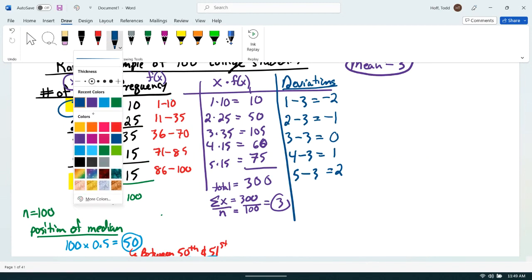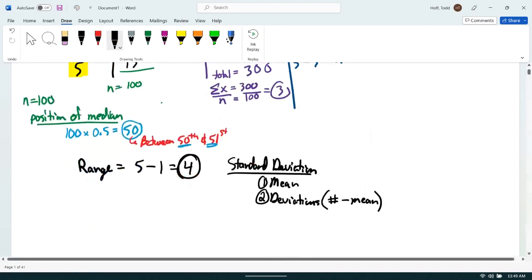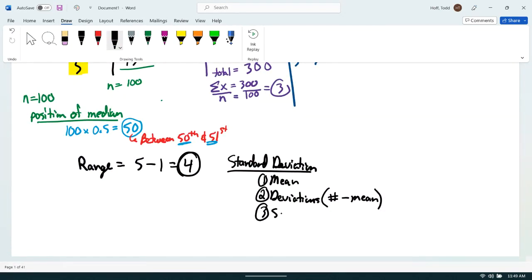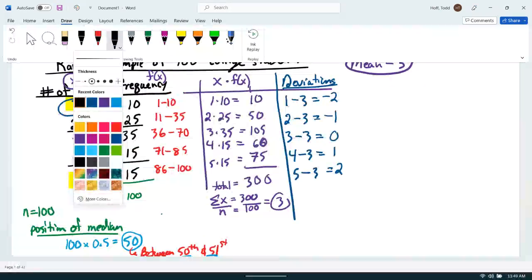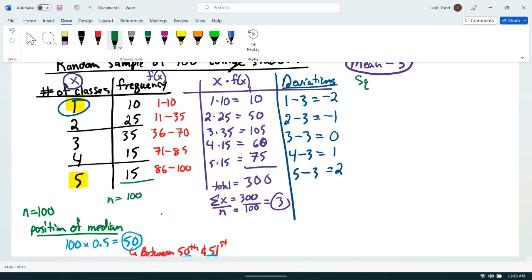The next step, step 3, was to square the deviation. So back up here, let's square each of these numbers. Negative 2 squared is 4. Negative 1 squared is 1. 0 squared is 0. 1 squared is 1. And 2 squared is 4.